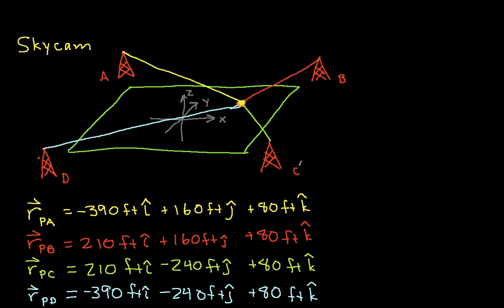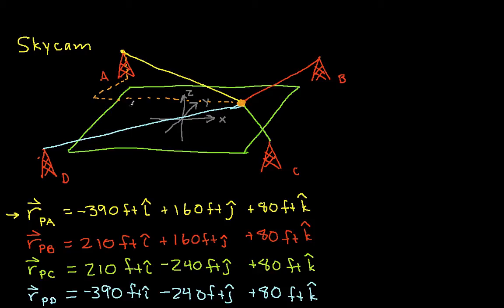The relative position of the camera and the towers is given by these four vectors. So for example, RPA, this guy right here, is the relative position between the point A, where the cable is connected to tower A, and P, which in this case is the platform that the camera is mounted on. And the relative position from the platform to A: in the x direction, we go minus 390 feet. In the y direction, we go 160 feet. And then in the z direction, we go 80 feet. So that's how these relative position vectors are computed.